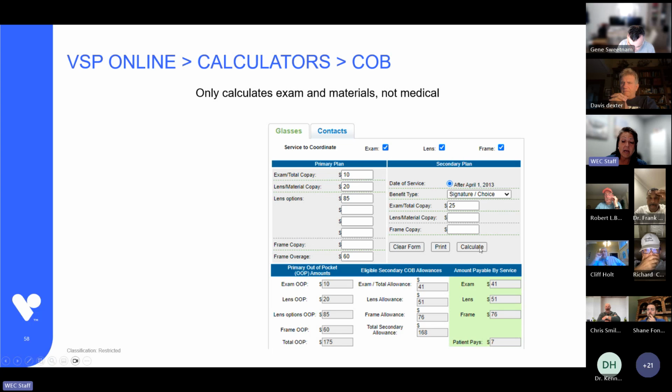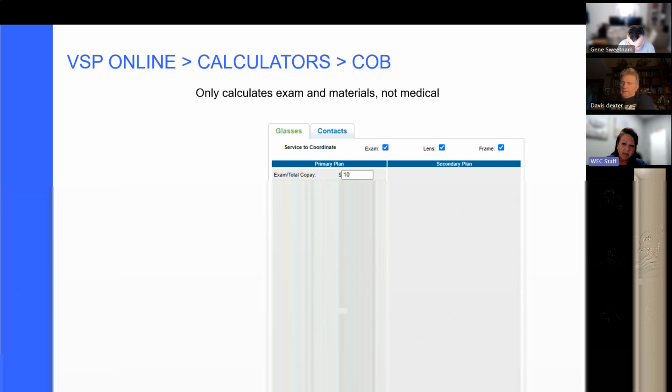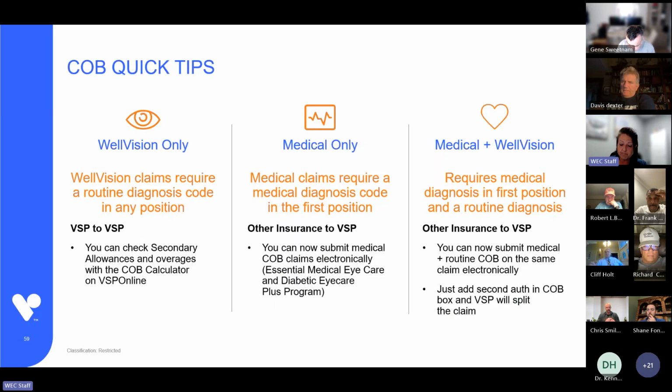Then you simply click calculate, and it literally populates for your staff exactly what the patient out-of-pocket costs at the bottom right-hand side. In this case, the patient owes $7. So it does all the work for them, and it really cuts down on the complication of trying to coordinate benefits between vision plan to vision plan.